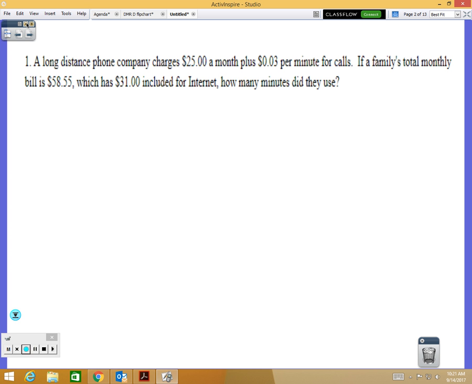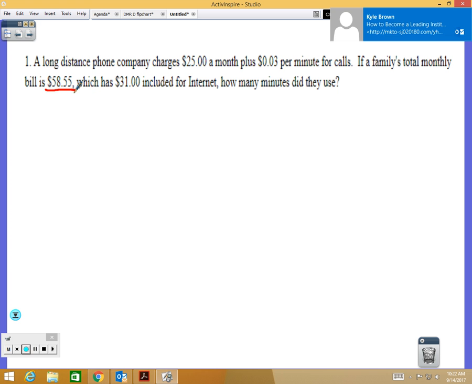So a long-distance phone company charges $25 a month plus 3 cents per minute for calls. If a family's total monthly bill is $58.55, which has $31 included for internet, how many minutes did they use? All right, so again, the total bill was $58.55.